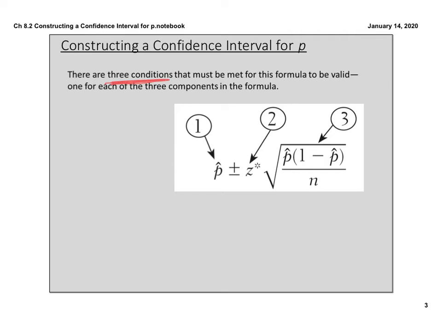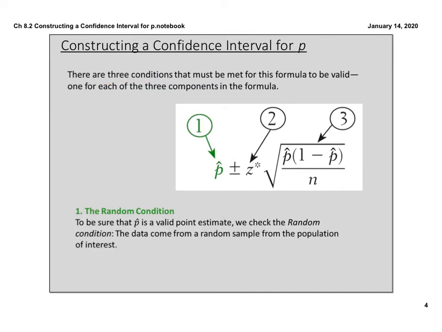So the first condition comes from the random condition. We need to make sure that our p-hat is a valid point estimate and that it was taken from a random sample, okay? We just need to make sure that randomness was used, okay? This isn't an incorrectly sampled sample. This doesn't have bias in it. It needs to be a random sample. So that's how we know that we can use that valid p-hat value.